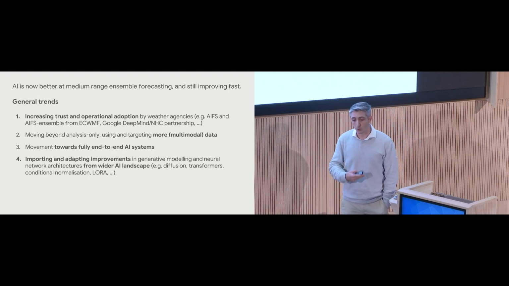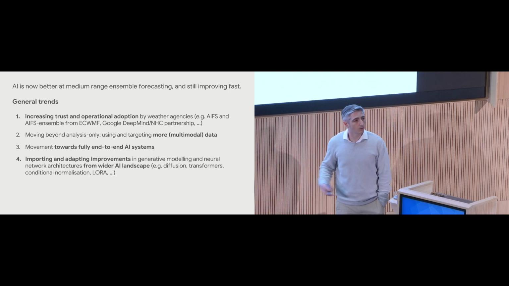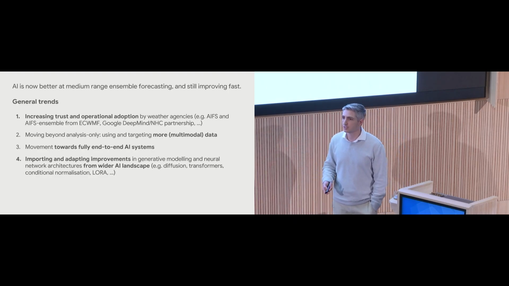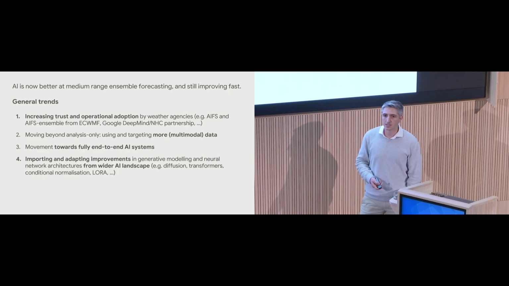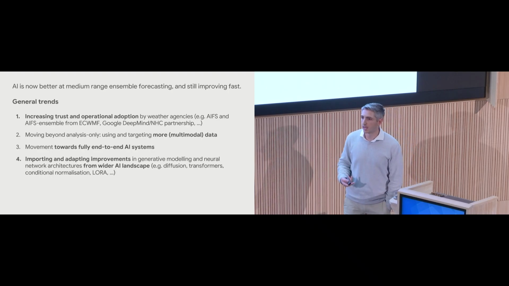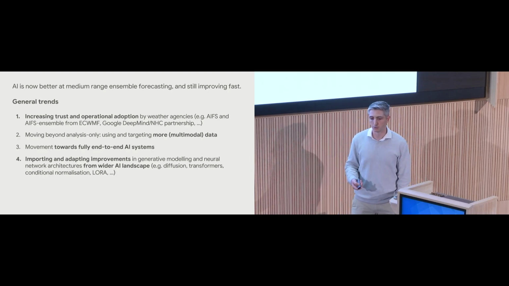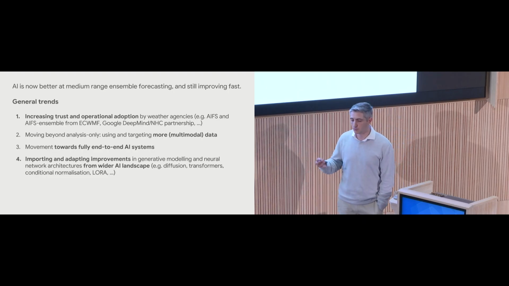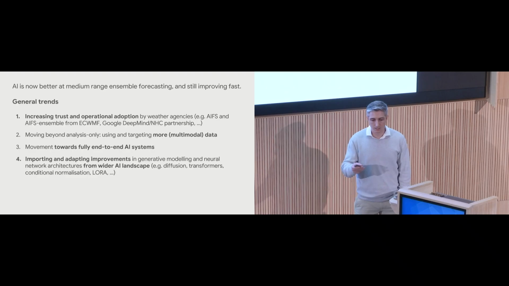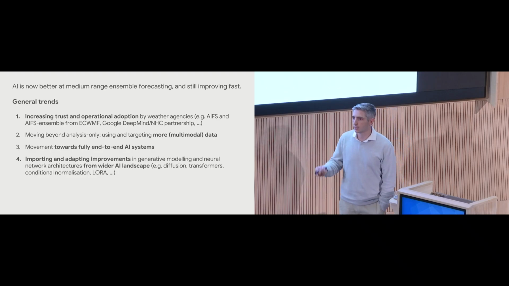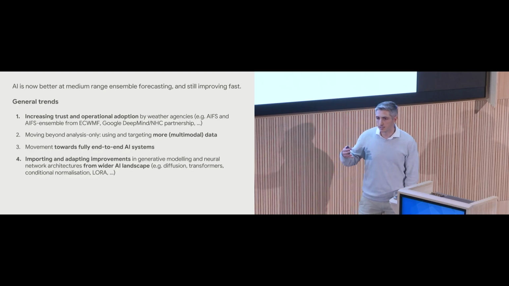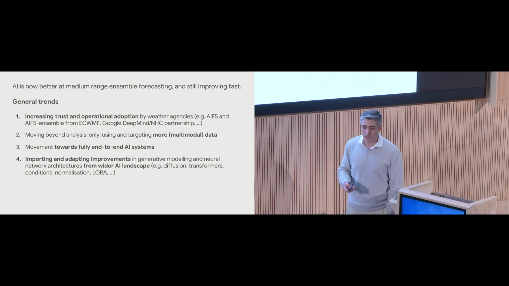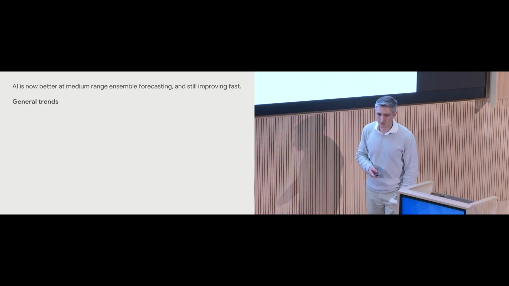There's also an obvious trend and benefit in the field of AI for science: the broader AI field is making continuous advances in generative modeling and neural network architectures, and we have the benefit of importing those and improving our models as they improve. This has already happened with obvious examples: diffusion models, transformer architectures, and techniques like conditional normalization and LoRA. The development of these techniques is benefiting the quality of predictions we get out of our AI models.